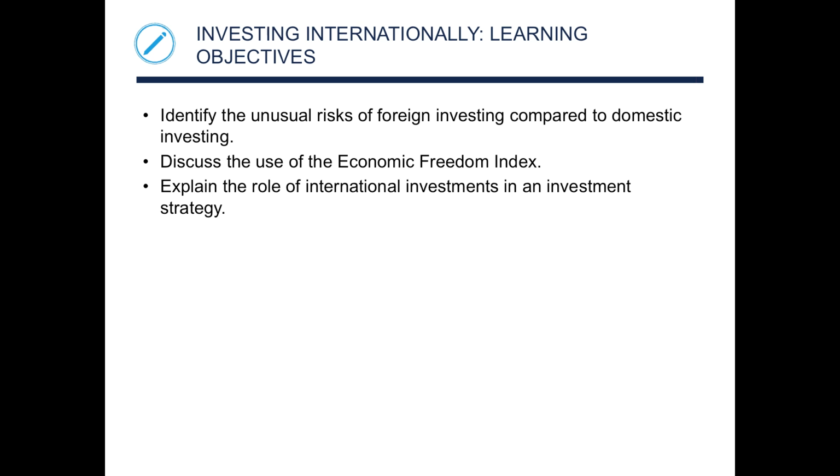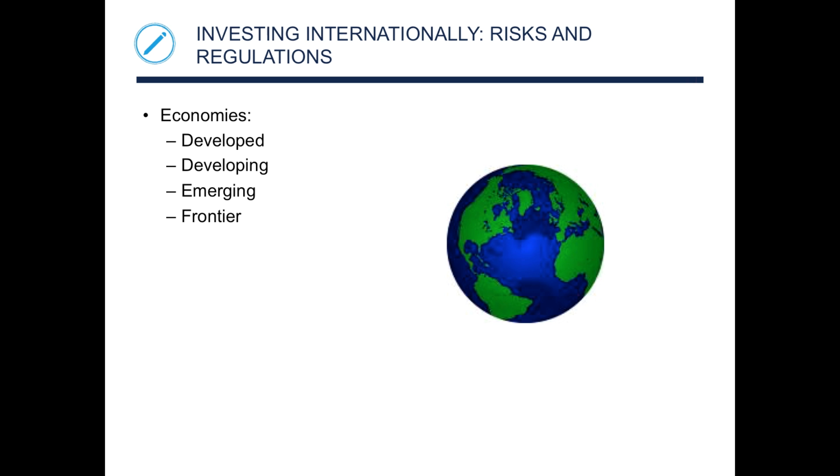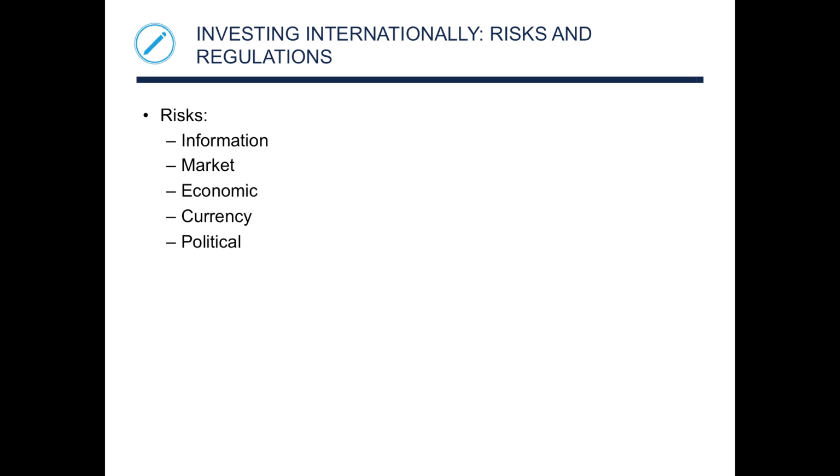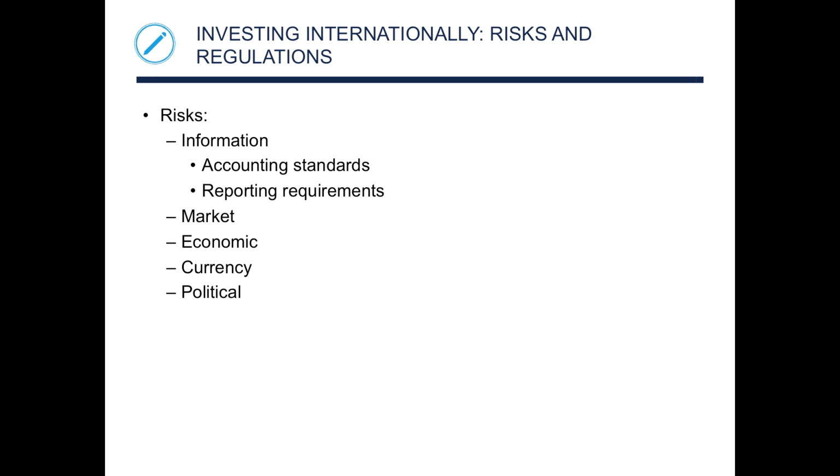Investing internationally, learning objectives. Identify the unusual risk of foreign investing compared to domestic investing. Discuss the use of the Economic Freedom Index, or the EFI. Explain the role of international investments in an investment strategy. Risks and regulation. Economies, you have developing, emerging, and frontier economies. You have 5 different risks: information, market, economic, currency, and political risks.